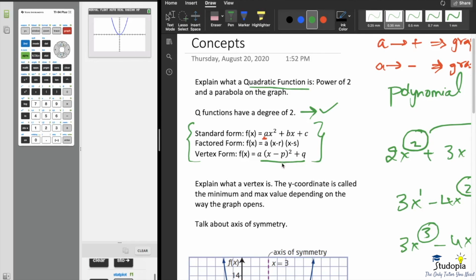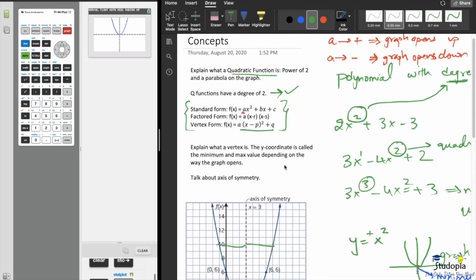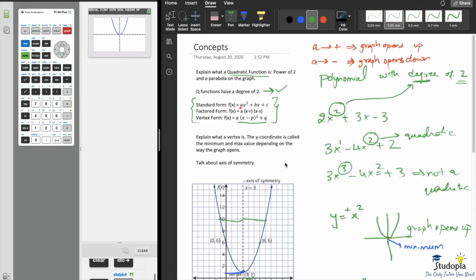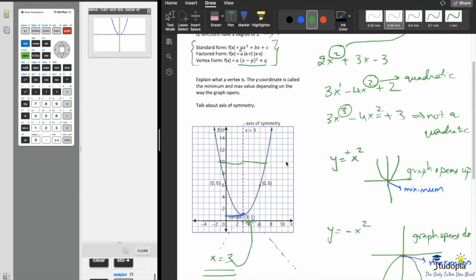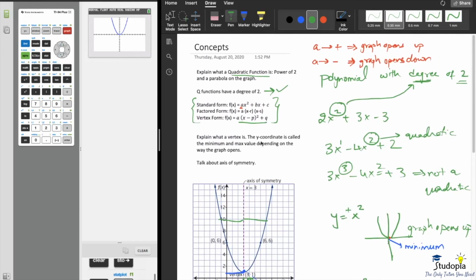We will dive deeper into all these forms as we go forward in the next unit, in the next section I meant. So these are the basics of quadratics. So let's go ahead and do some examples and see how we can apply them.